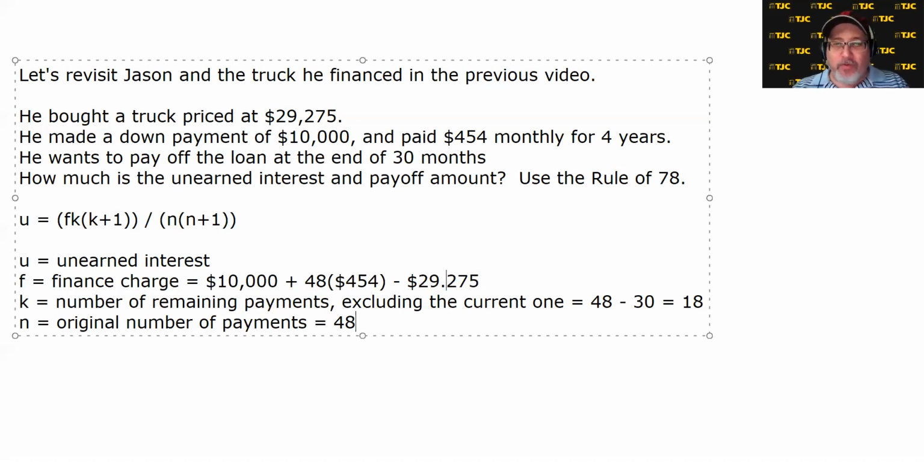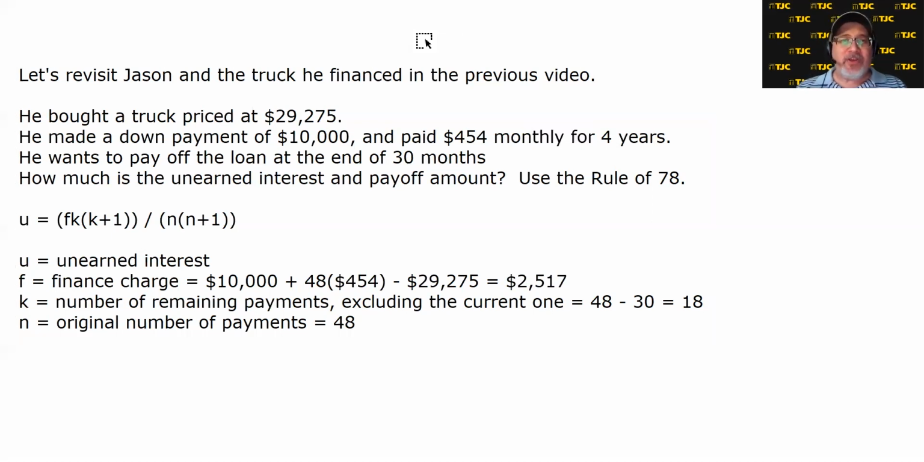$29,275. And I don't remember what the finance charge was when we did this video before, so I'll just recalculate it quickly. 10,000 plus 48 times 454 equals, that's the total that we pay, minus 29,275 is equal to 2,517. Was our finance charge. And now we have all the pieces that we need.